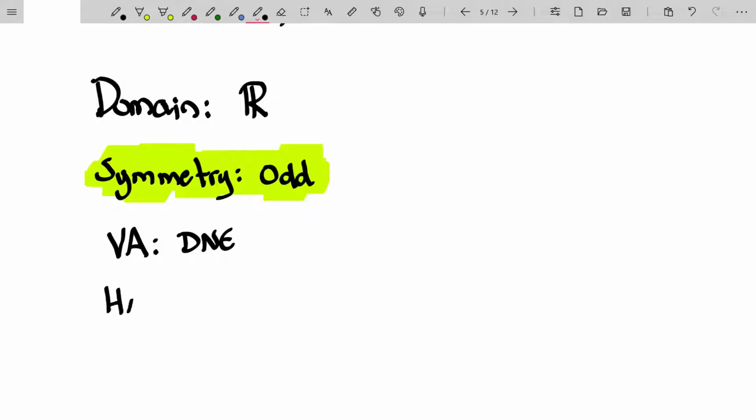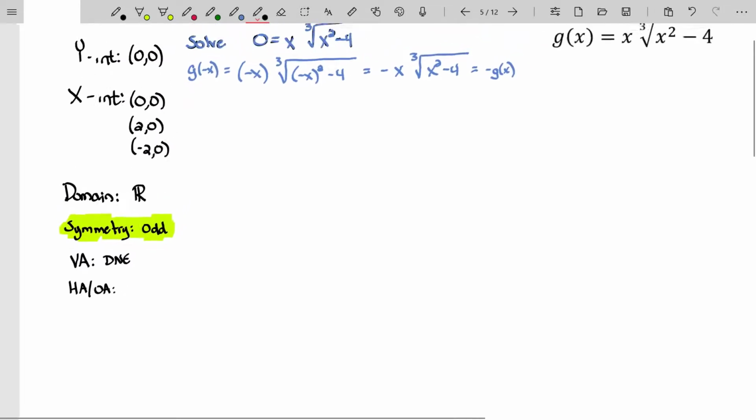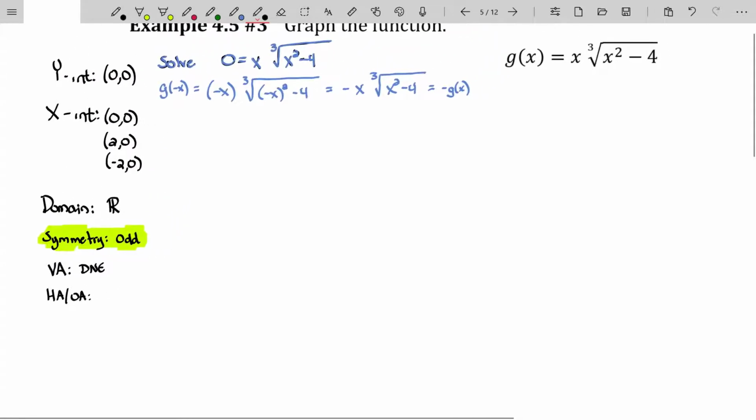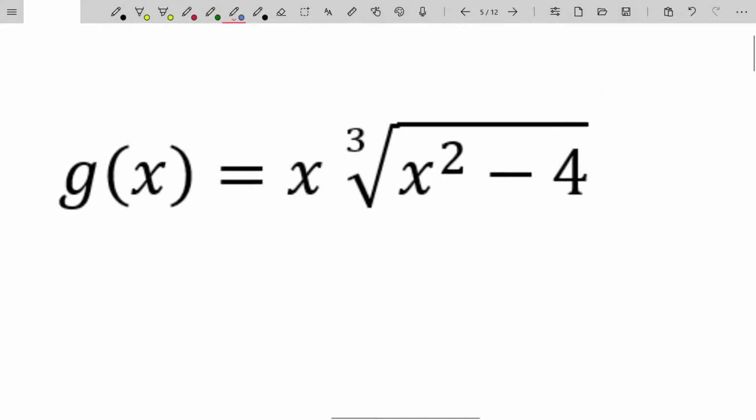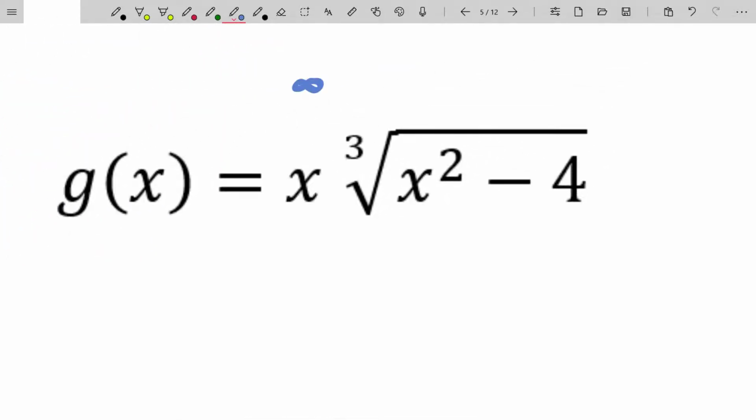Horizontal versus obliques, or slants, whatever you want to call them. You would let x go to infinity in our function. Again, I'll do my work over on the top here. The limit as x goes to infinity of g of x, you could see here, if you allow x to go to infinity, you'll get infinity times infinity, basically, and that's infinite.